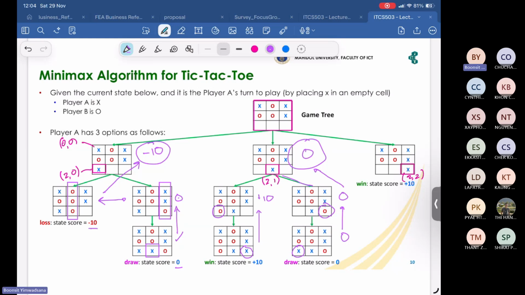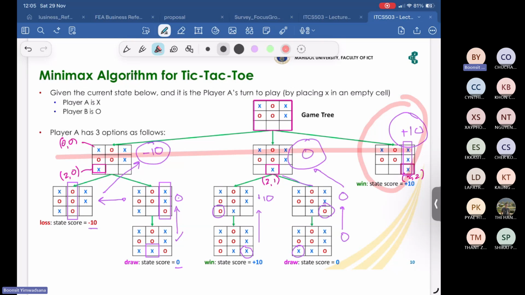But if I take position 2,2, I know that I will win right away, and Bob will have no chance to make a decision. This will be +10. Since currently this is my turn, I should maximize my profit, right? So I will definitely take this position. I should mark my X at position 2,2 to win this game.